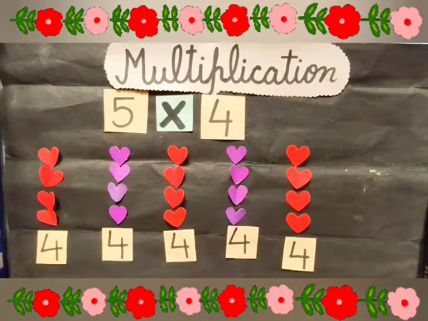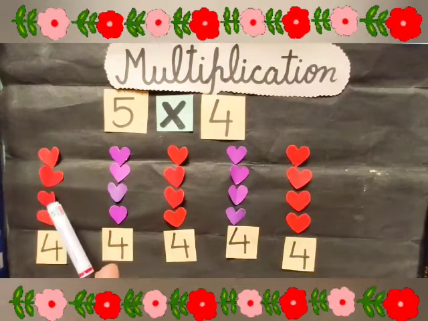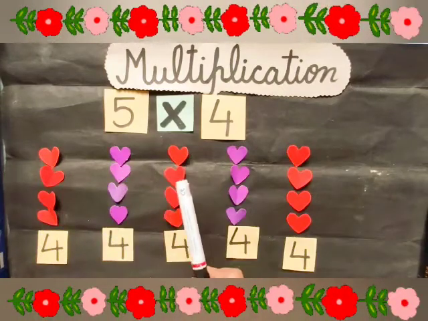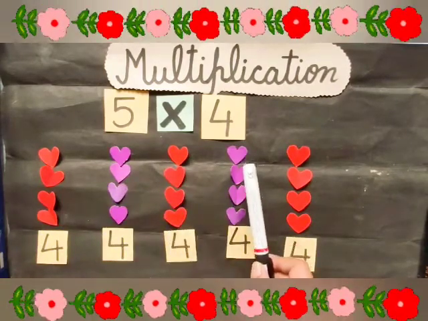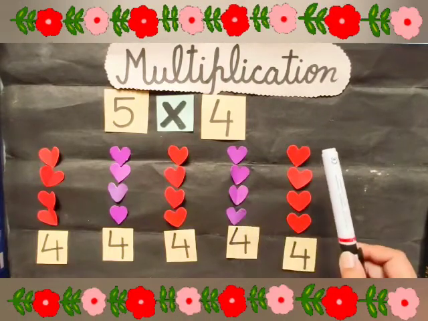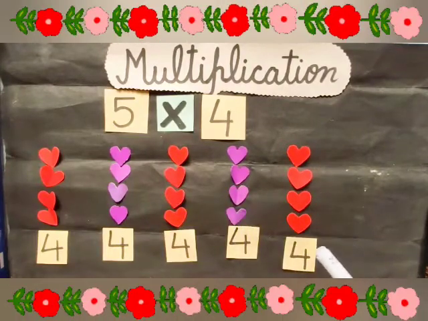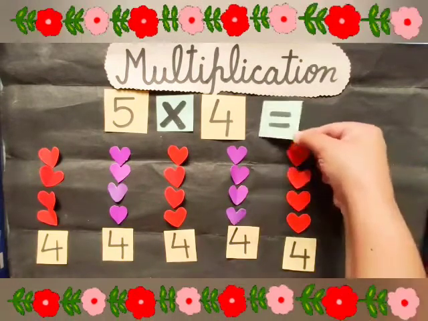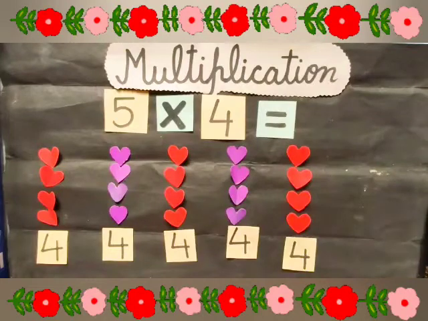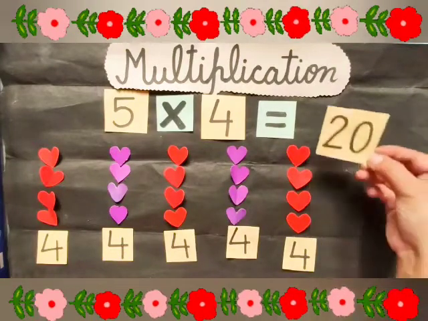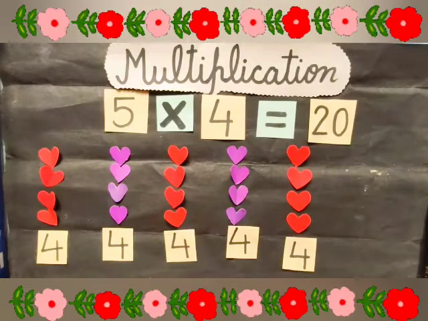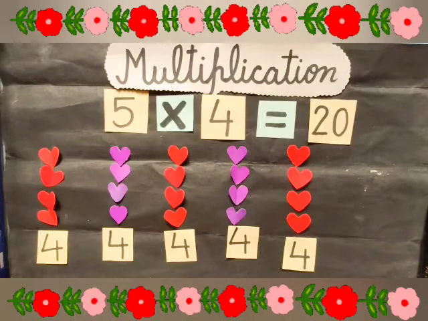Now let's count these hearts. 1, 2, 3, 4, 5, 6, 7, 8, 9, 10, 11, 12, 13, 14, 15, 16, 17, 18, 19, 20. So we get 20 hearts. That means 5 multiplied by 4 is equal to 20. Here we have written 4, 4, 4, 4 and 4. So now we will add them.